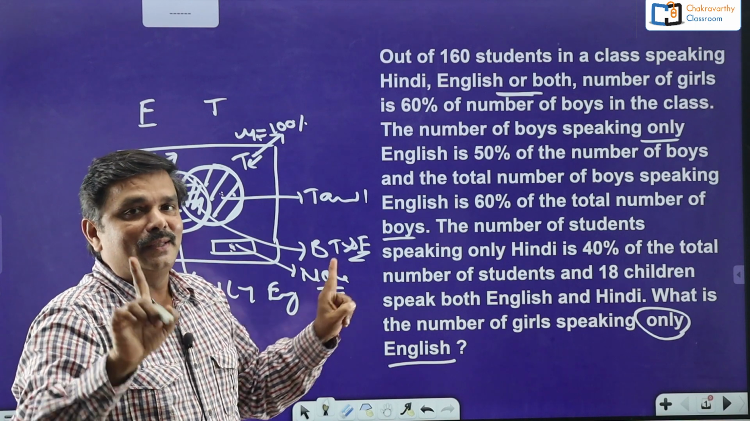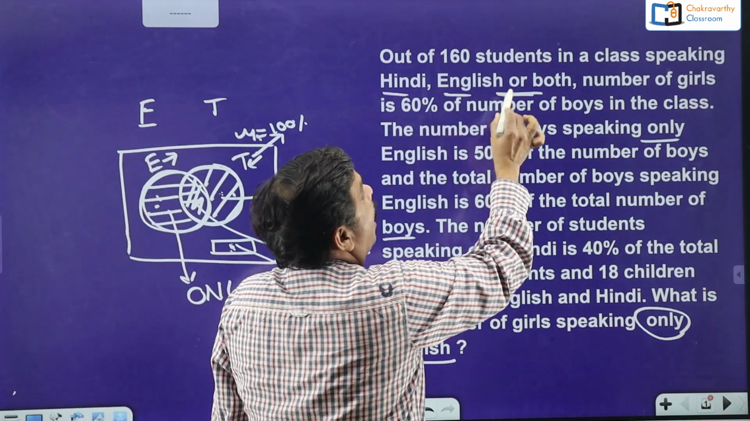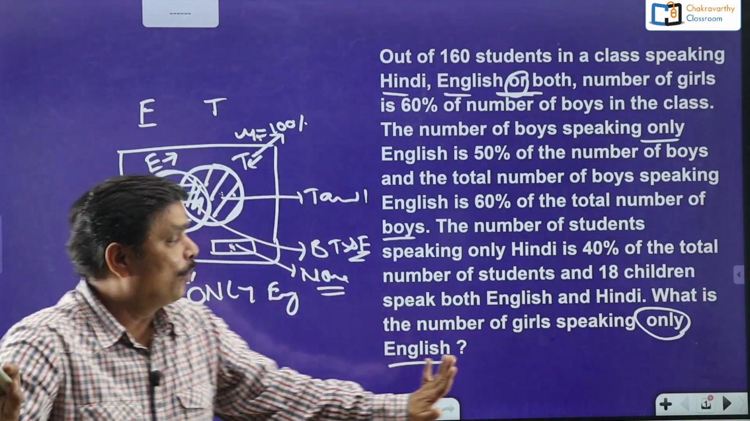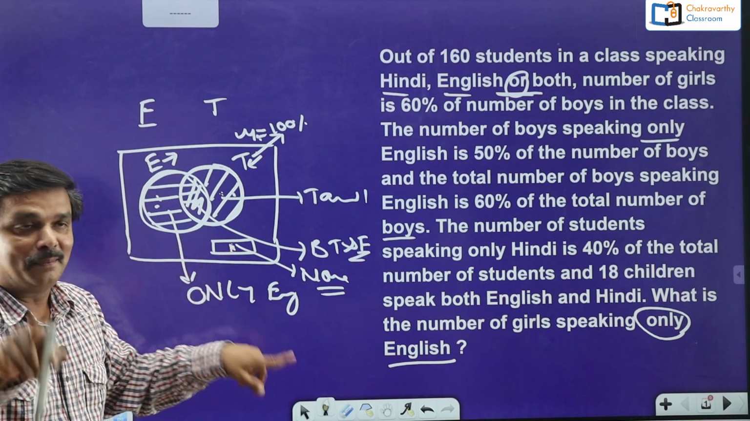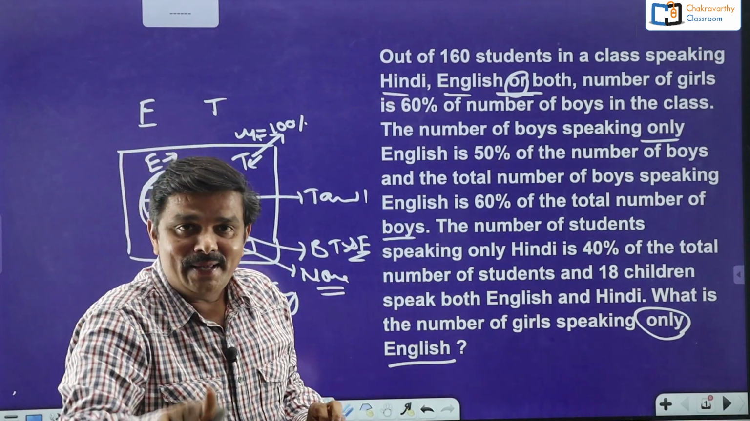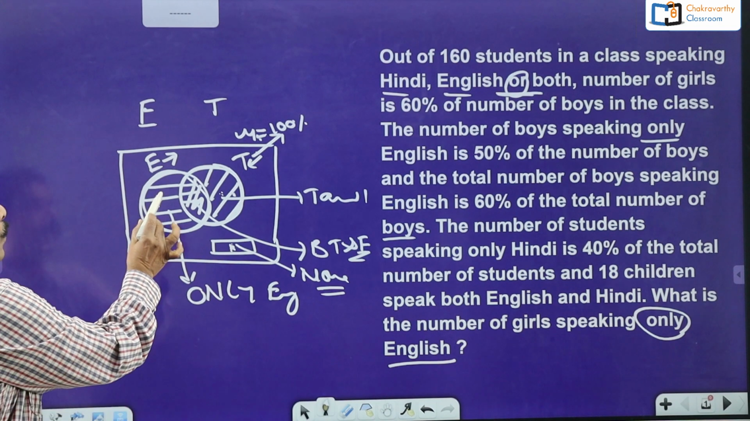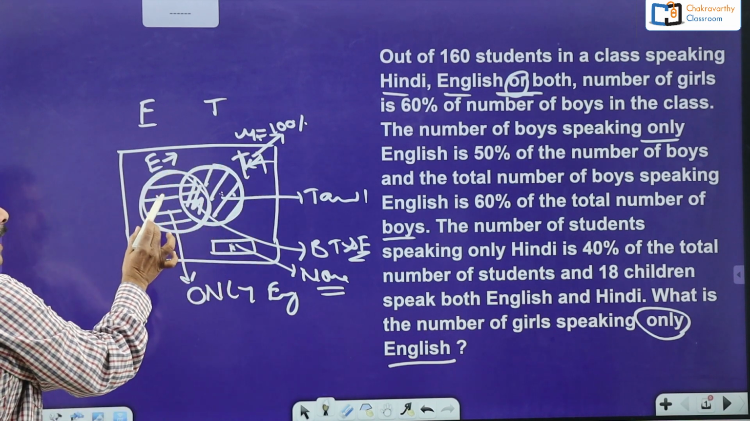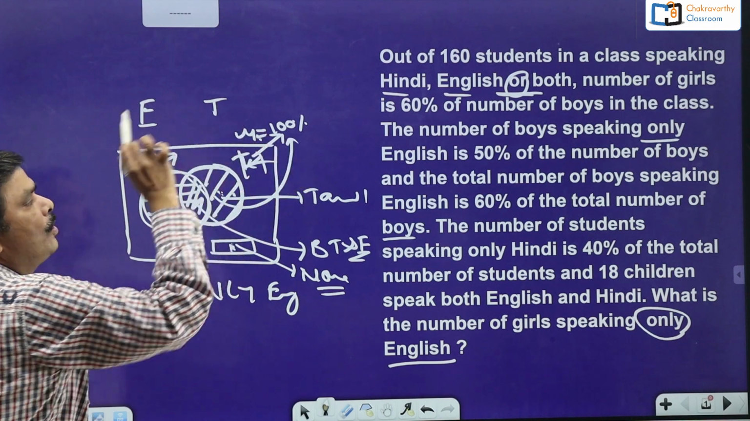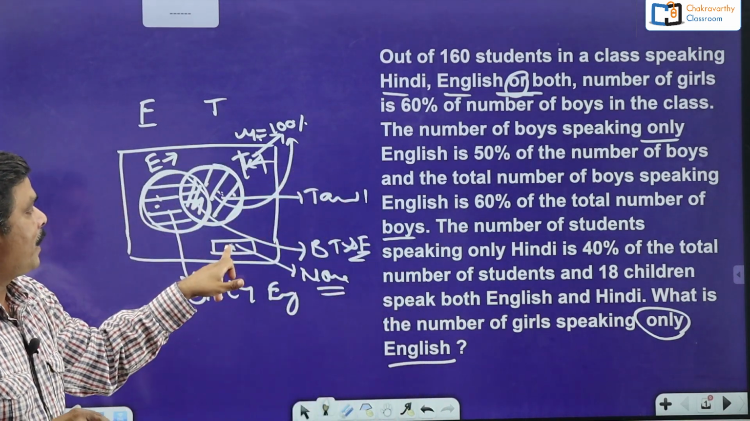Now come back to this question. In this question you see how they have given: out of 160 students in a class, speaking Hindi, English or both. What do you mean by this? Hindi, English or both. That means there is no none part. That means the total 160 students should speak either only Hindi or only English or both. In this case, if you add up only English, both, plus only Hindi, these three should be equal to the total. This is the very meaning of the given sentence. All of you got the idea, right? There will be no none part in that diagram.